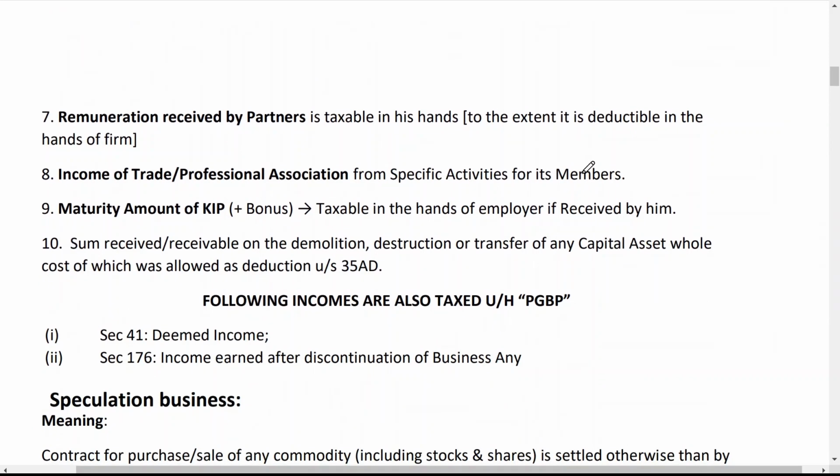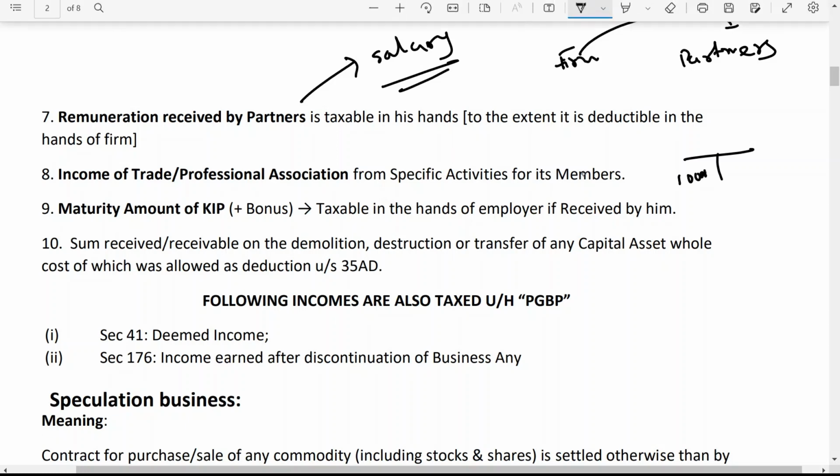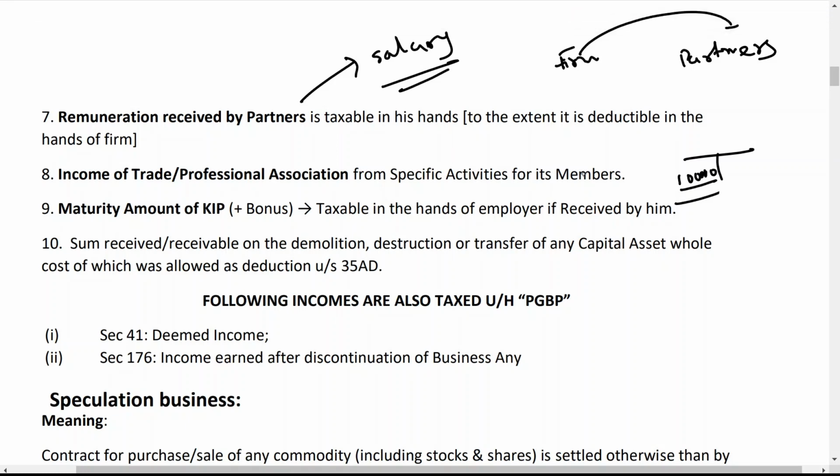Next one: remuneration received by a partner is taxable in the hands of the partner to the extent it is deductible in the hands of the firm. Here the word is remuneration. Remuneration, bonus or commission received by a partner is not taxable as salary. Means what? If you are writing remuneration to the partner on the debit side of the profit and loss account, the whole amount is not deductible, only to a certain extent. Let us say the remuneration written for a partner is 1 lakh. By this amount, the profit is going to reduce. Can they write down this 1 lakh? There is a rule for it.